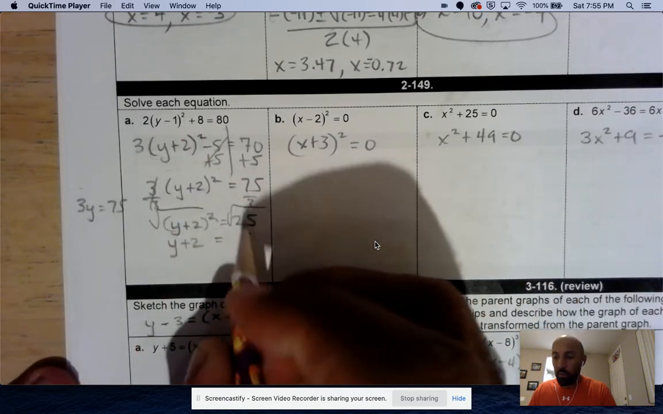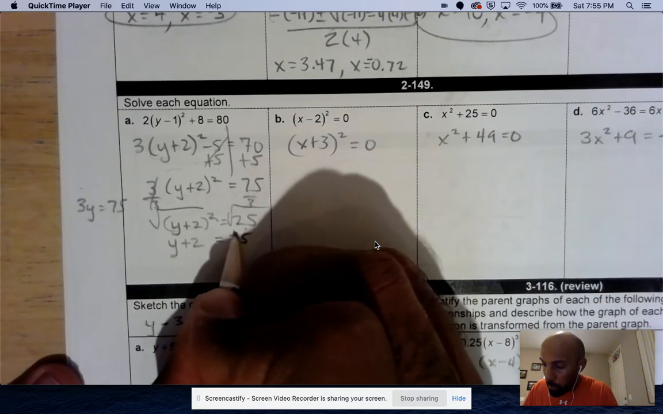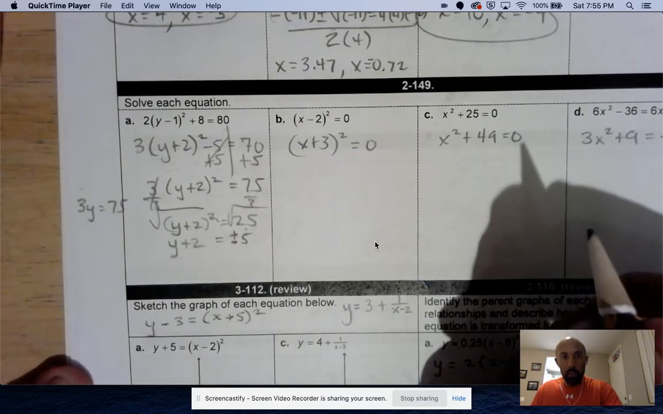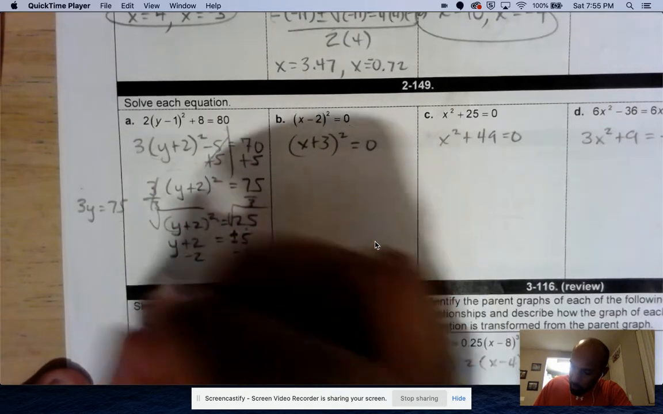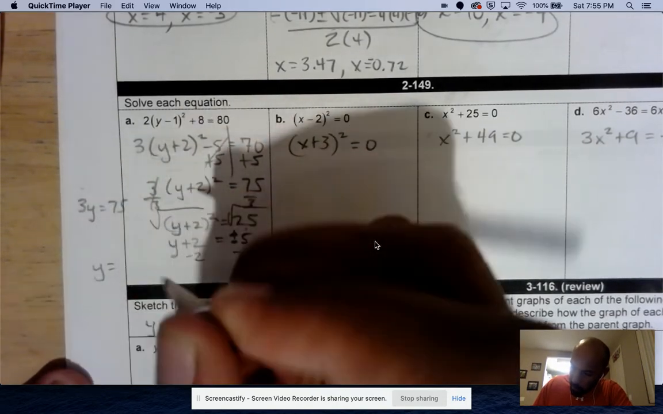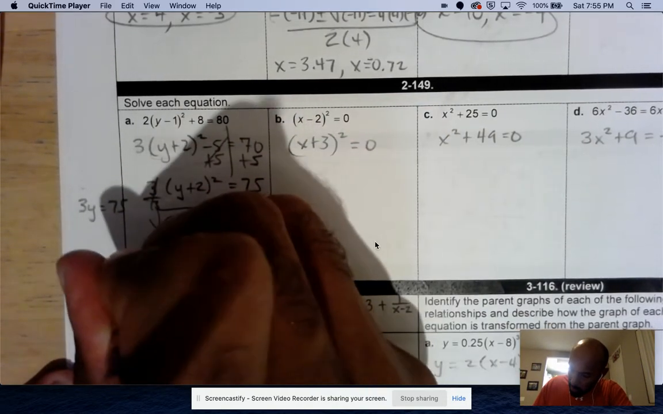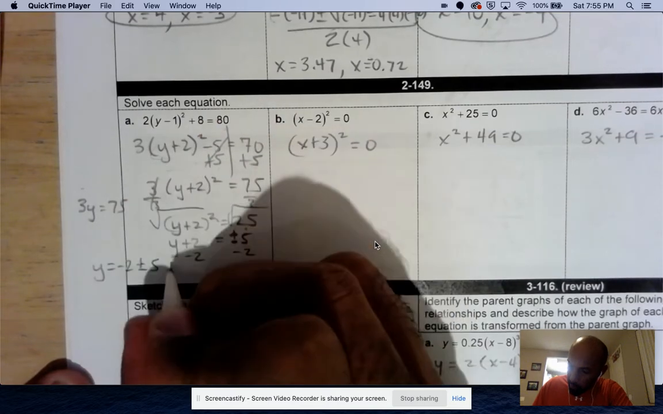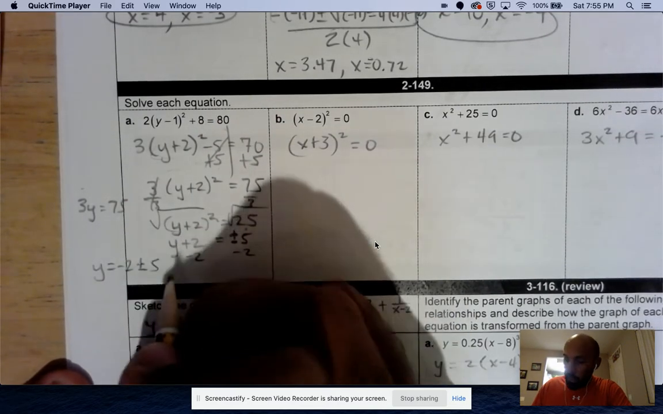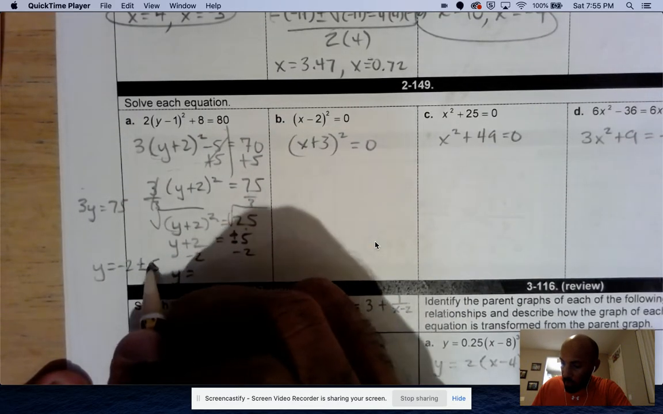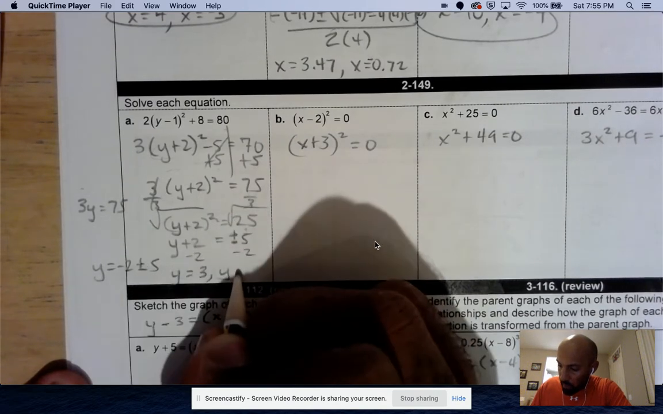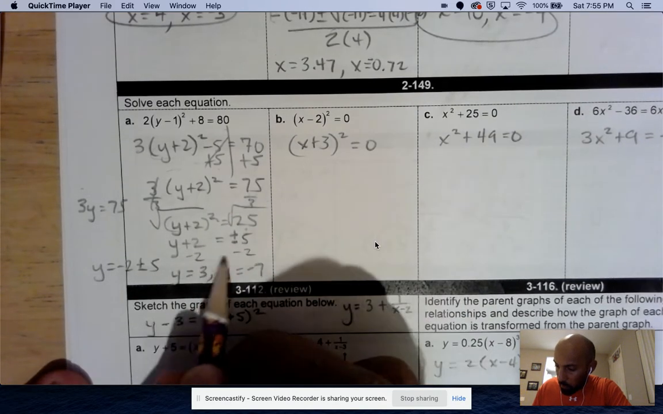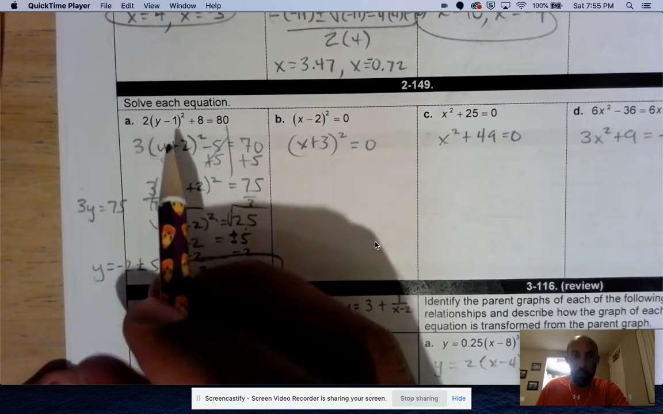And in this case, when you square root a number, you can have both positive and negative. So we put plus minus there. Now I want to subtract 2 from both sides. And now we have y equals negative 2 plus and minus 5. What it means is that to get my answers, I'm going to do negative 2 plus 5, which is 3, and then negative 2 minus 5, which is negative 7. Okay? You can try that with that one.